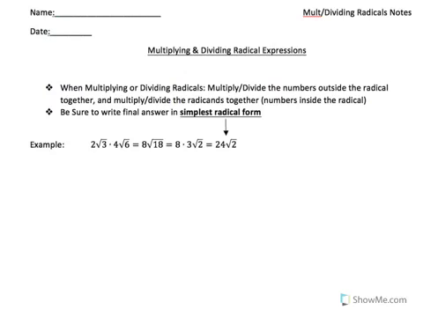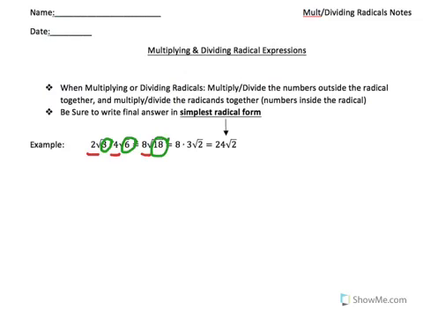So the first example on your notes shows you that 2 radical 3 times 4 radical 6 is equal to 8 radical 18. And this just shows that the 2 on the outside of the radical is multiplying with the 4 to give you 8. And the radical 3 times radical 6 gives you radical 18.